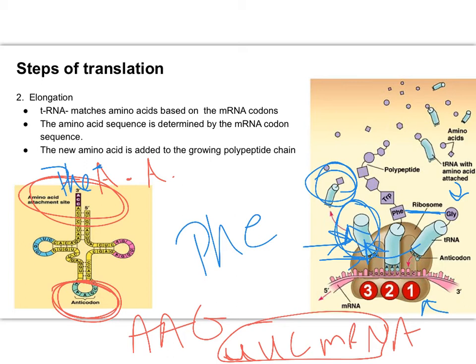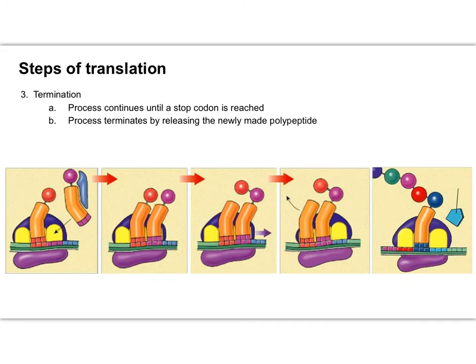Remember, the ribosome's job is to help the anticodons and the codons bind together so that then the peptide bond can be formed between the amino acids that are being brought in. So this process will continue until the stop codon is reached. And once the stop codon is reached, that's when we've hit termination. So the process will terminate or will stop by releasing the newly made polypeptide.